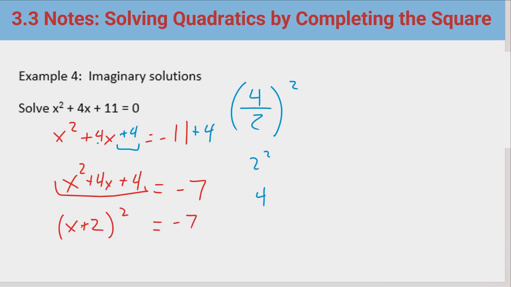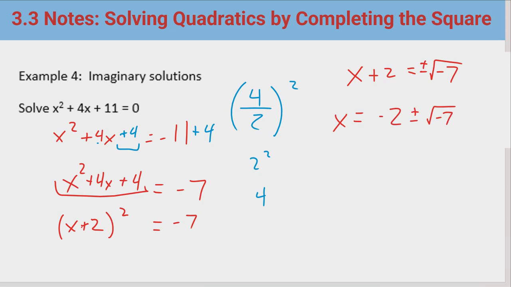Squared equals negative 7. As I work through and I square root both sides, I would get to x plus 2 equals square root of negative 7. And I have to isolate x still. So I can say x equals negative 2 plus or minus square root of negative 7.